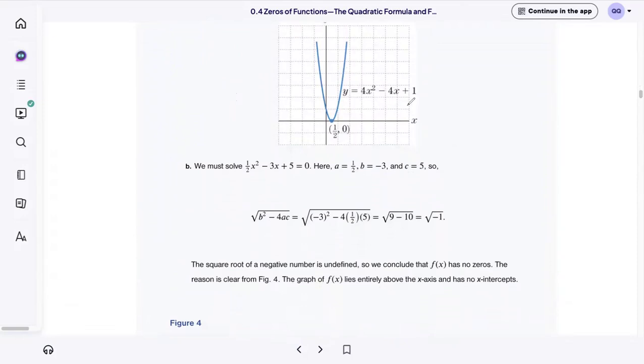So 4x squared minus 4x plus 1 can be written as (2x minus 1) squared. So when we set this one to be 0, we have 2x minus 1 equals 0. So x equals a half. So only one zero of the function, because we can write the expression of the function as a square term.